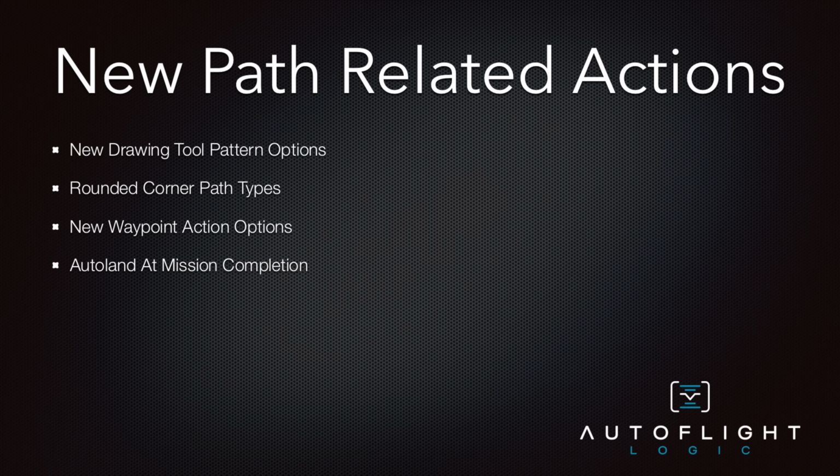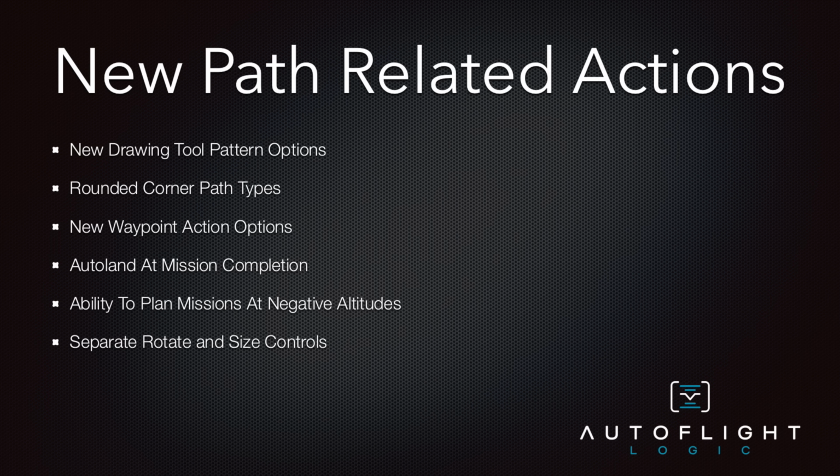Autoland as a mission completion option. The ability to plan missions at negative altitudes, which when used properly and carefully will actually allow you to set a waypoint below ground level in case you're taking off at a cliff and want to pick a waypoint below the cliff's zero altitude. Next, separate rotate and size control and moving around the overall waypoint mission. And finally, automatic deceleration when approaching waypoints with actions, which means you don't have to manually configure a slower speed at a waypoint to avoid the aircraft overshooting it.